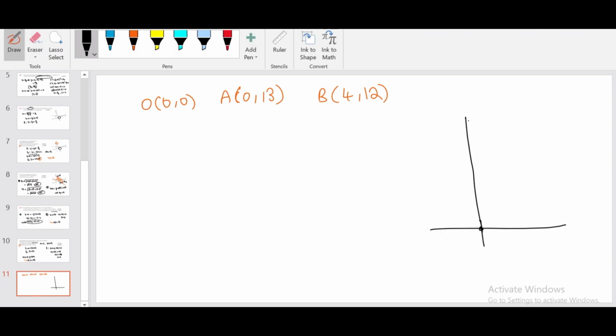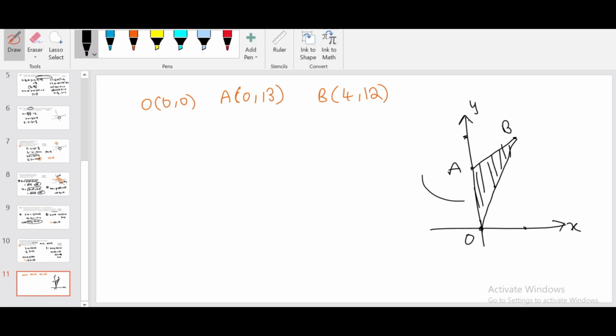First point is O, the origin, and then let's say 4, 12 is in here, B is 4, 12, and 0, 13 is in here. Let's say they are talking about this area of this triangle. Why do you need to draw a figure? By looking at the figure, you can find the base of the triangle. Always look for a side which is parallel to the x or y axis. Take that side as the base.